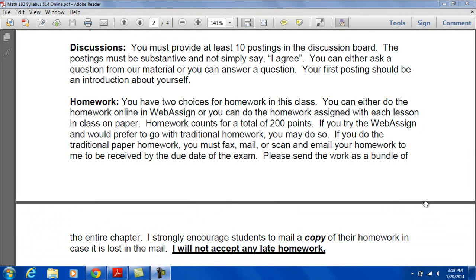And I talked about discussion postings already. You need to have 10 postings at least. You can go with 100 postings if you want, but 10 substantive postings are what you need. You can ask questions, you can answer questions, whatever works.